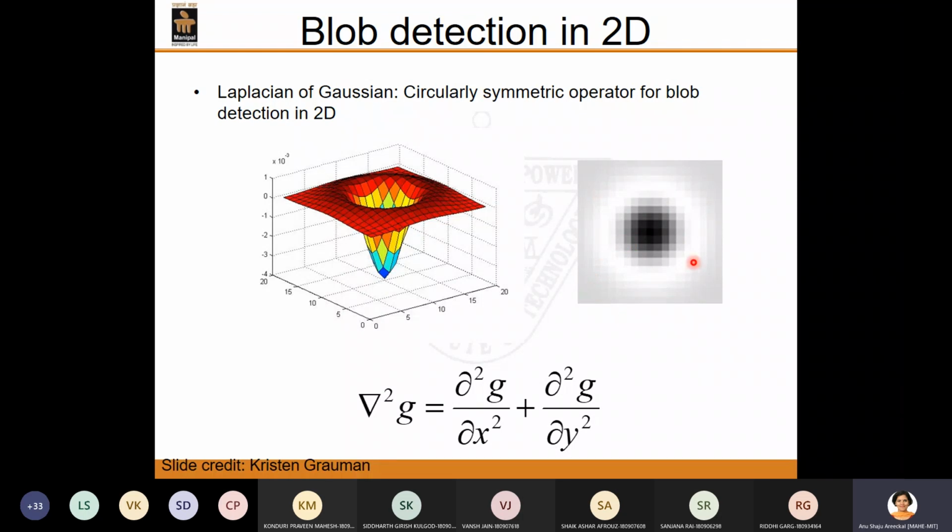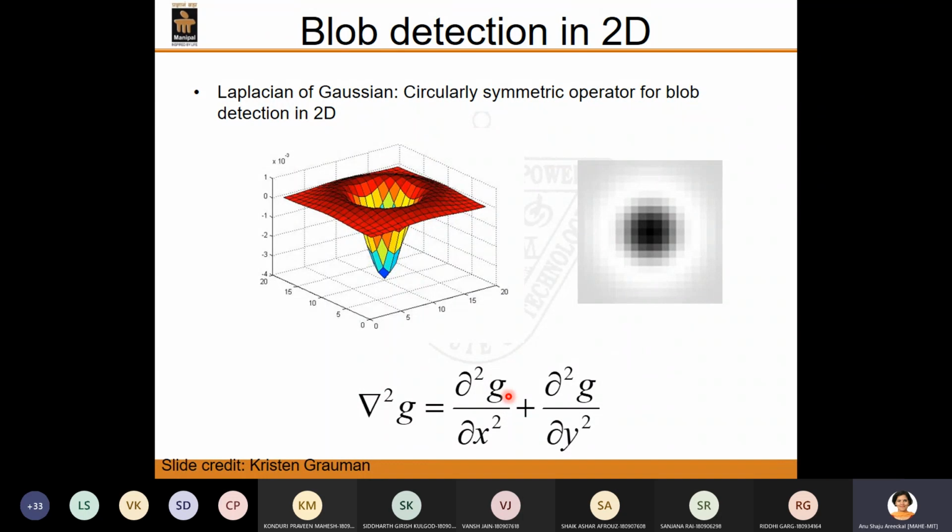Now this is the 2D representation of the LOG operator, and you can represent it using the formula del square G, because it's a Laplacian operator. You're finding the second order derivative, so here it would be dou square G by dou x square plus the same in y, but here G would represent the Gaussian, rather than the image.